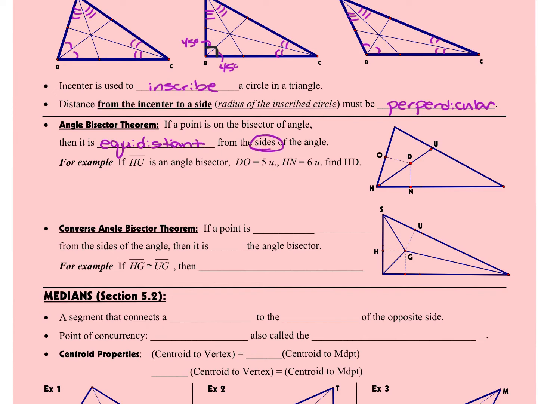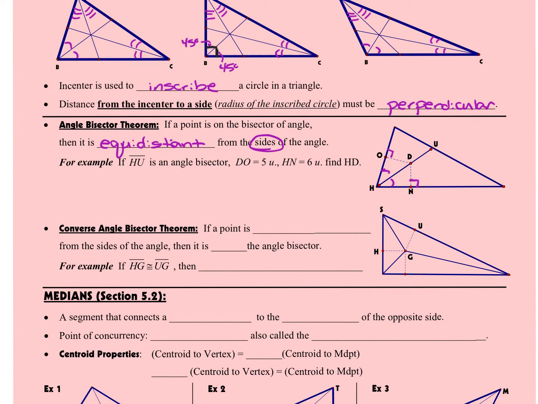Now, the perpendicular bisector was equidistant from the vertices. The angle bisector is going to be equidistant from the sides of the angle, okay? So, for example, if HU is an angle bisector, of course, we know that those two angles are congruent. And then if these little segments here are indicating the distance to the side, these would be right angles. Yours might even already have the right angle drawn in on it.